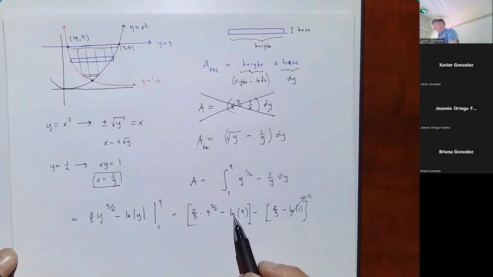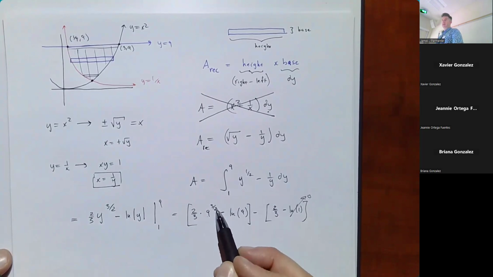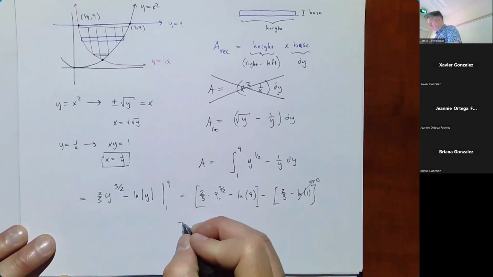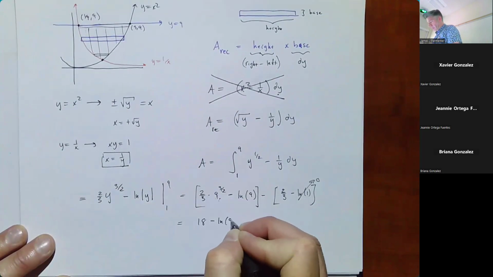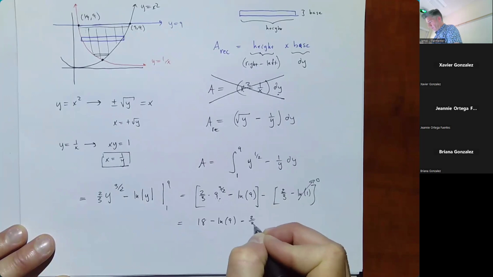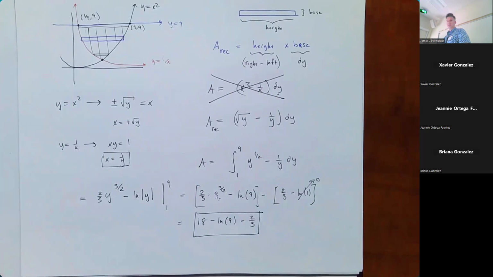I will say here, if I were doing this, I would probably do one more simplification because 9 to the 3/2 does simplify as 27. It's the square root of 9, which is 3, and then 3 cubed is 27. So I would probably write this as 2/3 times 27, which is 18, minus natural log of 9, minus 2/3. This one is also a lot easier to simplify, I would say. So there's usually a good reason to write this in kind of the nicer way, for lack of a better term.